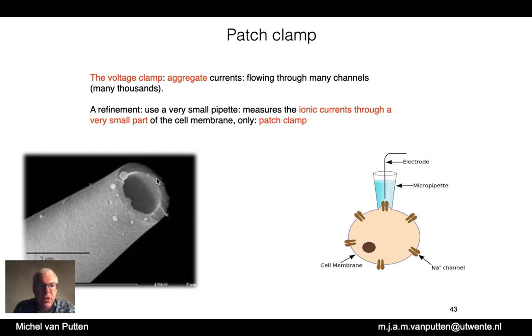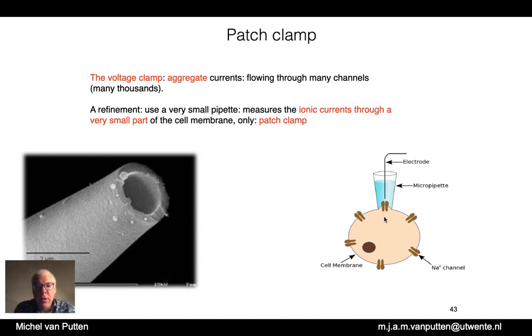And that is realized by a very small glass pipette. This is 2 micrometers. And if you put this onto a biological cell membrane, you can be lucky that in this opening there's only 1 or 2 channels. So, as with the voltage clamp used by Hodgkin and Huxley, the flow through many channels is measured, thousands. With the patch clamp, using a very small pipette, you can measure ionic currents through a very small part of the cell membrane only, and for instance only 1 channel.